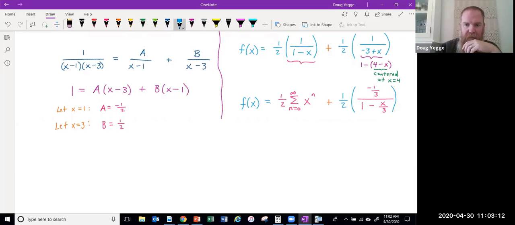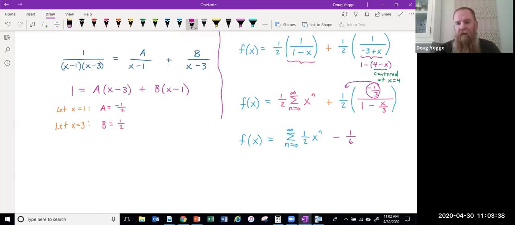All right, so we see that f of x is equal to, well, I could bring this sum of n equals 0 down to infinity of 1/2 times x to the power of n. And now over here, I could see that this is minus 1/6, because I just factor out the -1/3 to here. And now if that's a 1, I know that I have the sum from n equals 0 to infinity, only now I have x over 3 to the power of n.